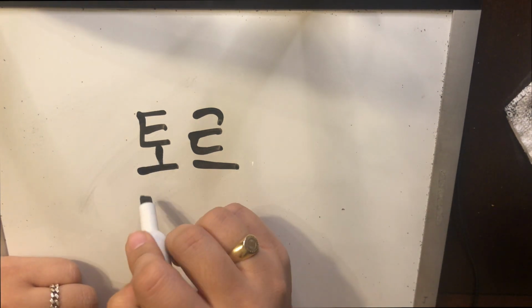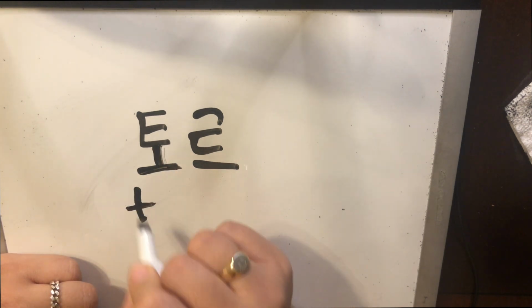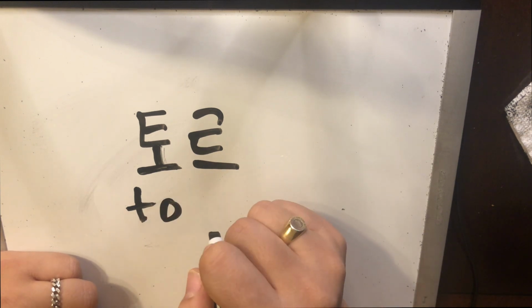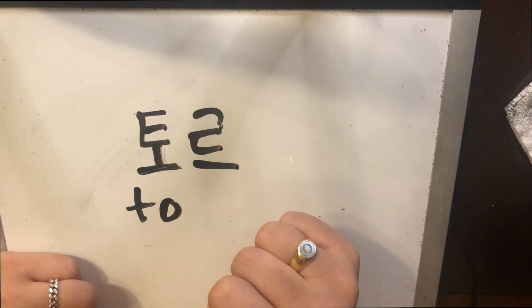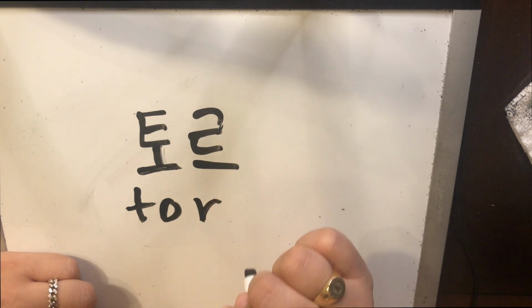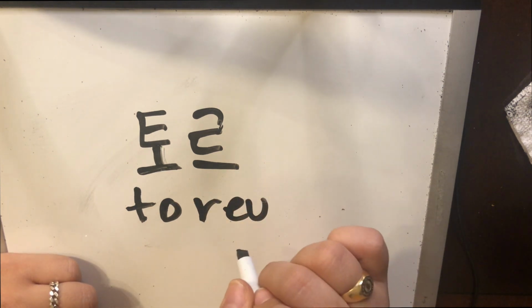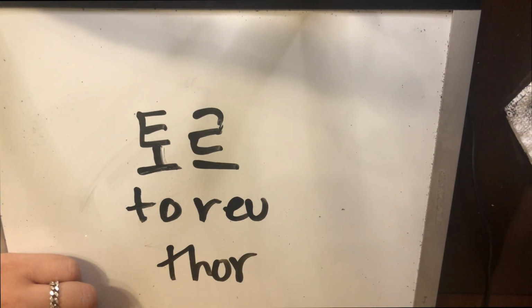티귿 makes a T sound. This is a bottom vowel, right? 오, 토. 리을 makes an L or an R sound. In this instance, it makes an R sound. And 토르, Thor. 토르 is Thor. Okay, as in like Thor, like Avengers Thor.